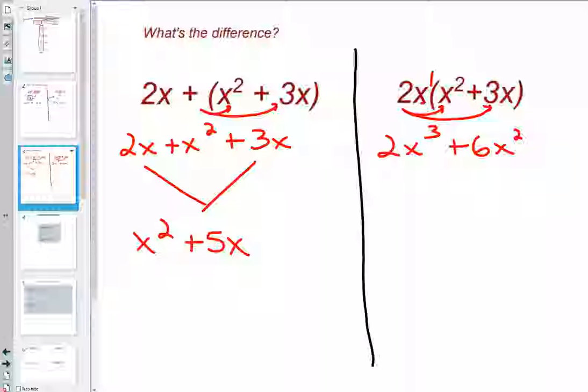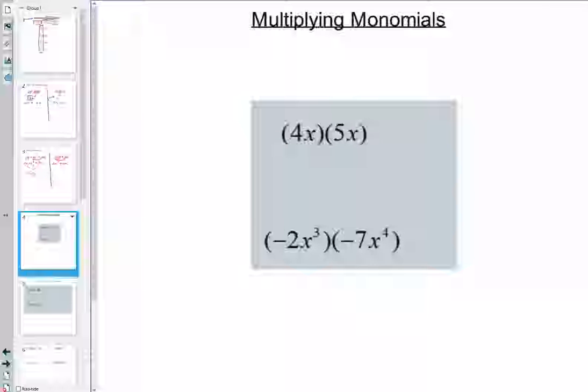Any questions? So now that we hopefully understand the differences between adding and multiplying, let's start working on the multiplying side of things. That's what today's lesson is on. This first slide with multiplying is just dealing with multiplying monomials.